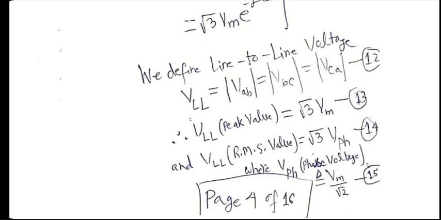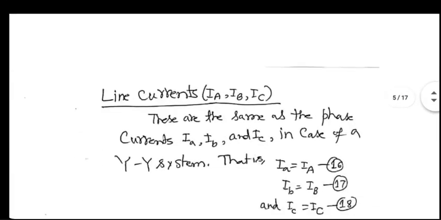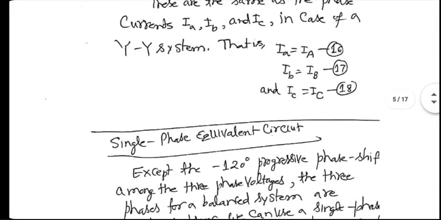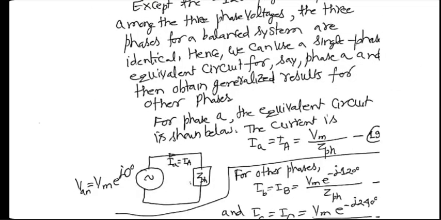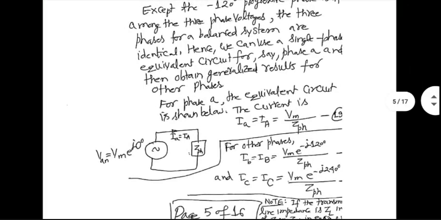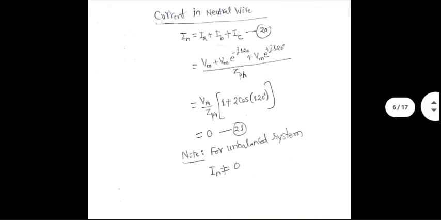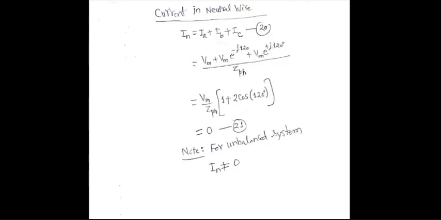In RMS sense also, you can write square root of 3 into VPH, as long as VPH is VM divided by square root of 2. Either way, it's fine. Then line currents are very easy to figure out. We did this last time using a single phase equivalent circuit. For one phase, you draw one single circuit, and then you use Ohm's law to calculate the current. Current in the neutral wire, I showed it last time, and the derivation is shown once again here. Current in the neutral wire turned out to be 0 for a balanced case.